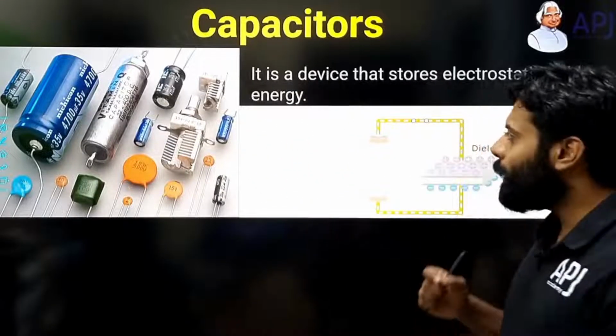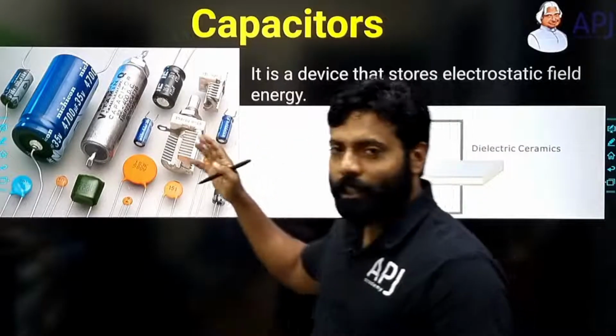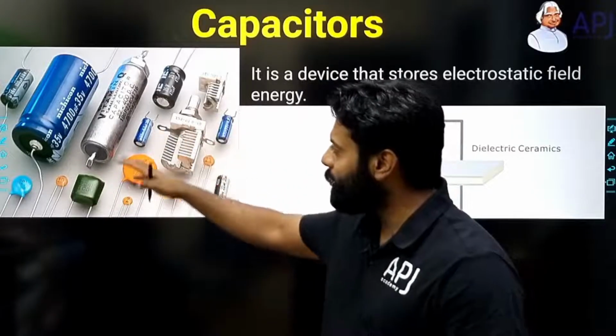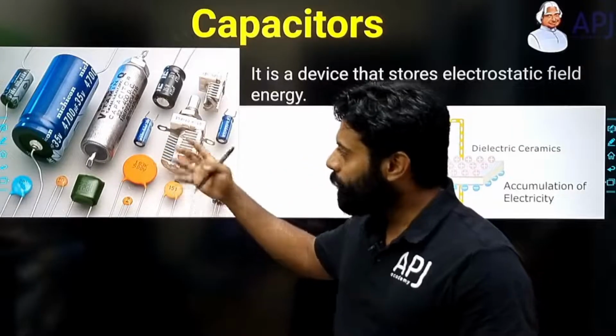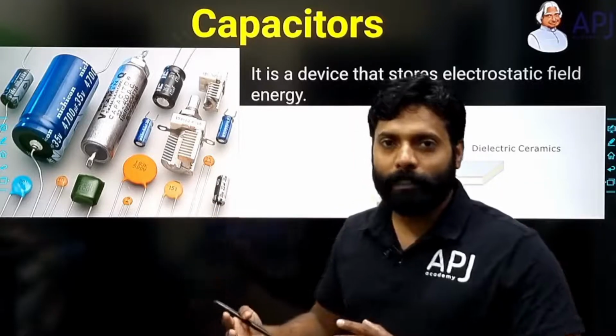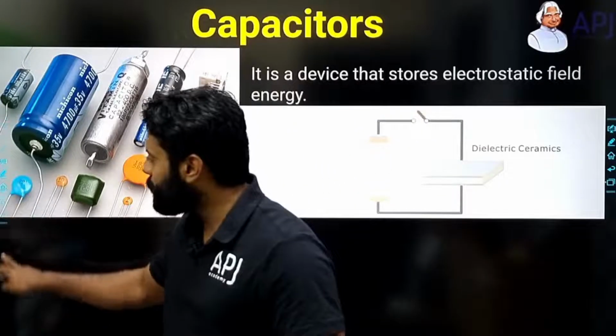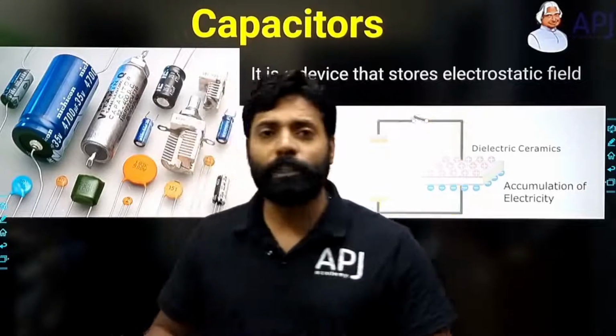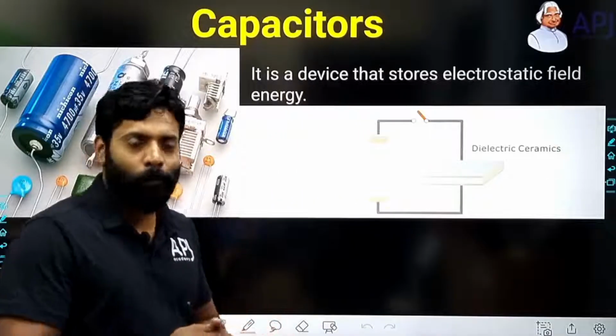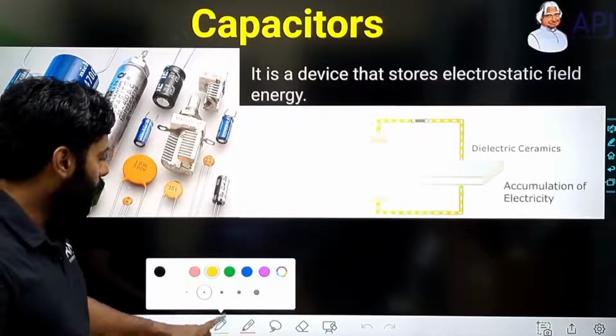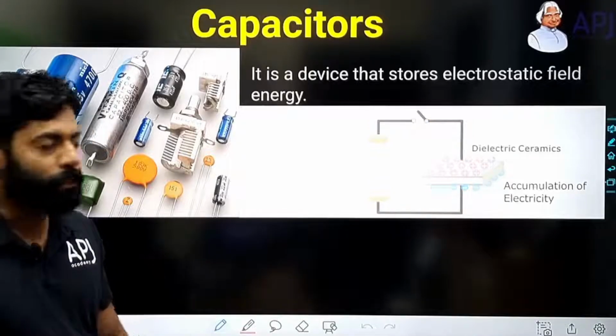So what is usually a capacitor? Capacitor, if you see in your electronics items, you will see these types of capacitors. There can be multiple types of capacitor, but the basics about capacitor is that there must be one or two conductors, and we basically want to store some charges, right?